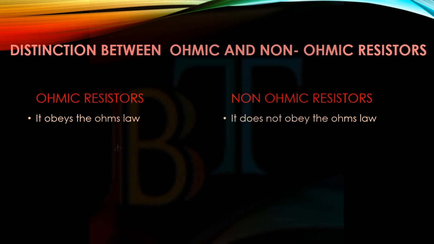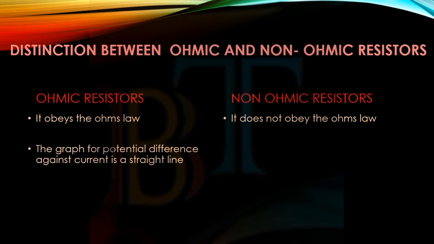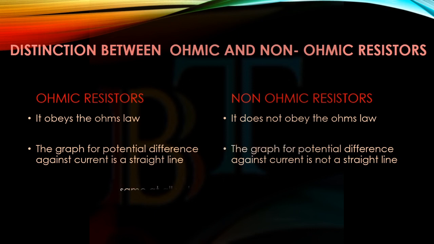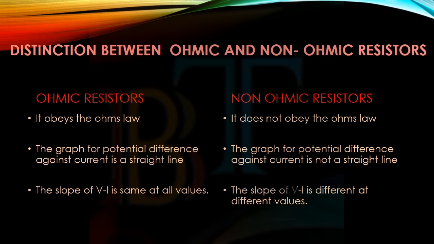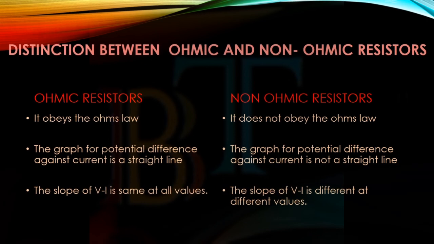The graph for potential difference versus current is a straight line for ohmic resistors, and the graph for potential difference versus current is not a straight line for non-ohmic resistors. The slope of VI graph is the same for all values of V or I at a given temperature in ohmic resistors, and the slope of VI graph is different at different values of V and I at a given temperature in non-ohmic resistors.